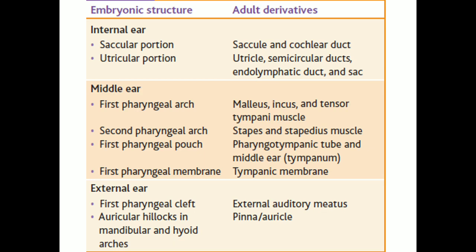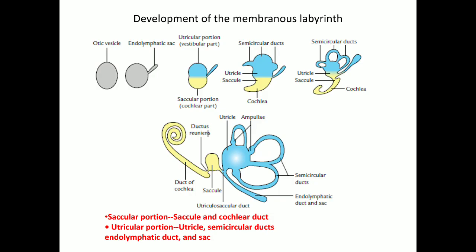And the formation of the internal ear, initially the otic vesicle is formed, and it is going to form the saccular part and the utricular part. The saccular part will form the saccule and cochlear duct, and the utricular part will form the utricle, semicircular duct, endolymphatic duct and the endolymphatic sac. So this is the development of the ear.